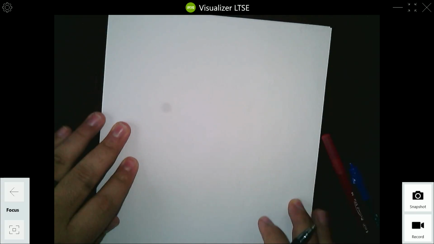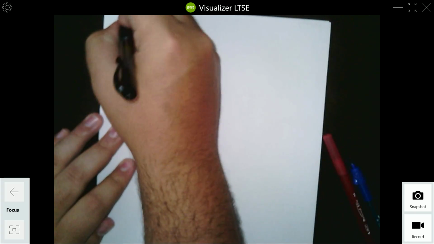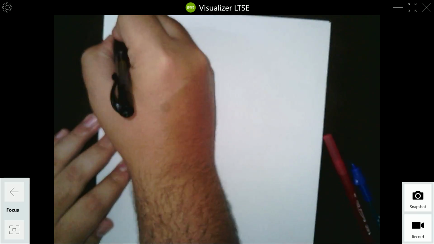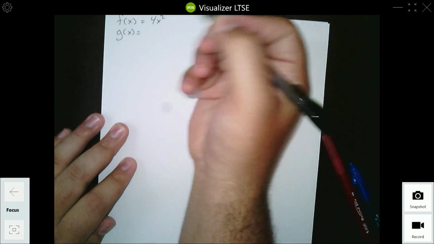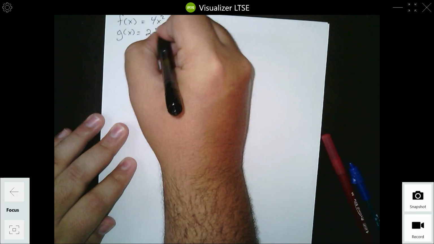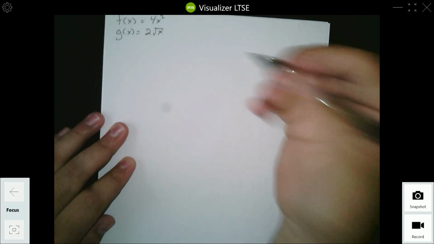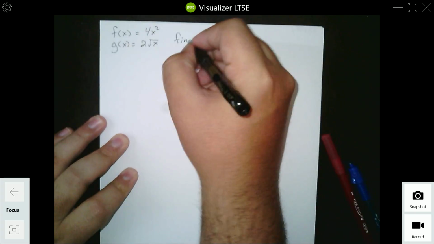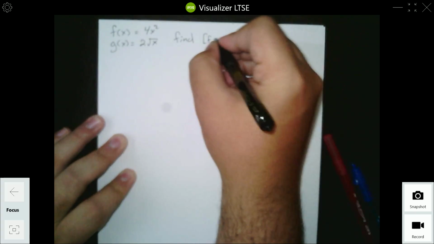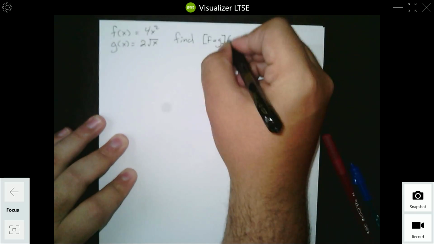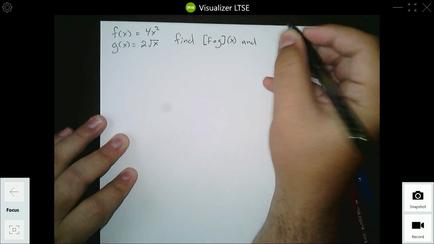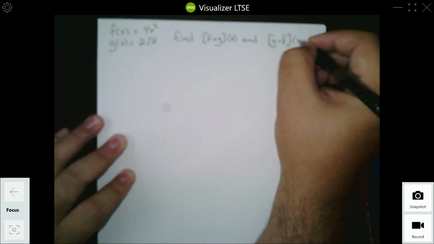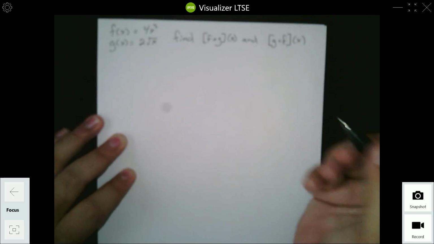All right, let's get going. So this time we're going to look at if f of x is equal to 4x squared and g of x is equal to 2 square roots of x. So once again, I'm going to write out what we need to do. We need to find f of g of x and g of f of x.